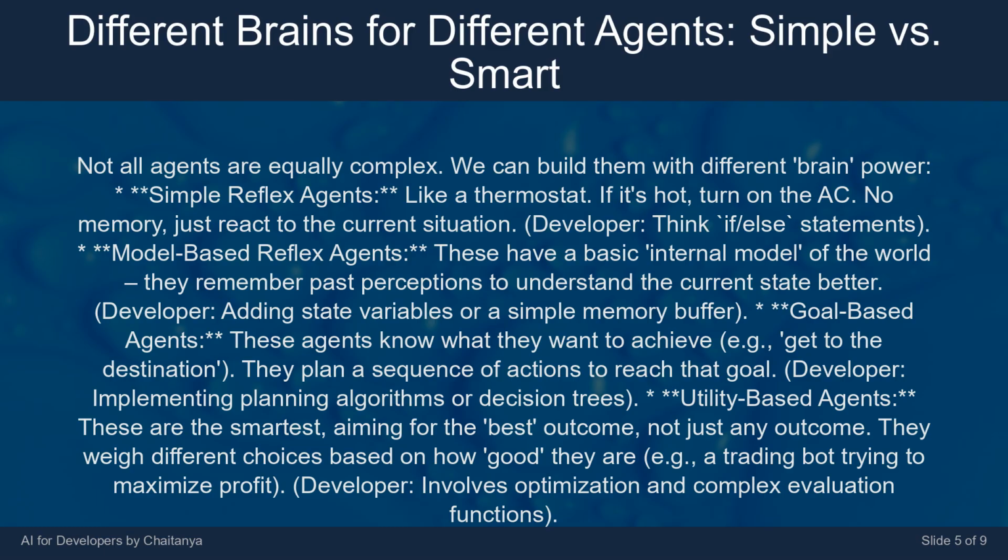Goal-based agents. These agents know what they want to achieve, e.g., get to the destination. They plan a sequence of actions to reach that goal. Developer: implementing planning algorithms or decision trees. Utility-based agents. These are the smartest, aiming for the best outcome. Not just any outcome. They weigh different choices based on how good they are, e.g., a trading bot trying to maximize profit. Developer: involves optimization and complex evaluation functions.